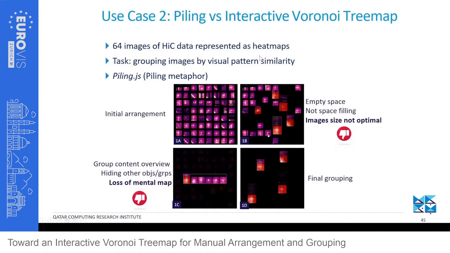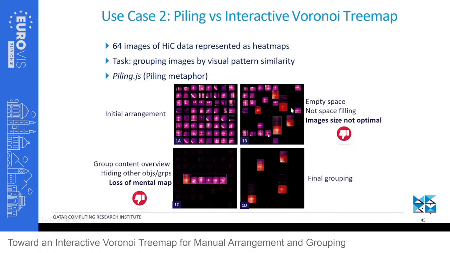Another use case is a qualitative comparison between our Voronoi treemap metaphor and the piling metaphor. So we have 64 images of IC data represented as heat maps, and the task is to group images by visual pattern similarity. We use piling.js for the piling metaphor. And so here, what happens with the piling metaphor is that when we start dragging objects to create piles, it creates empty space. So the use of space is not optimal.